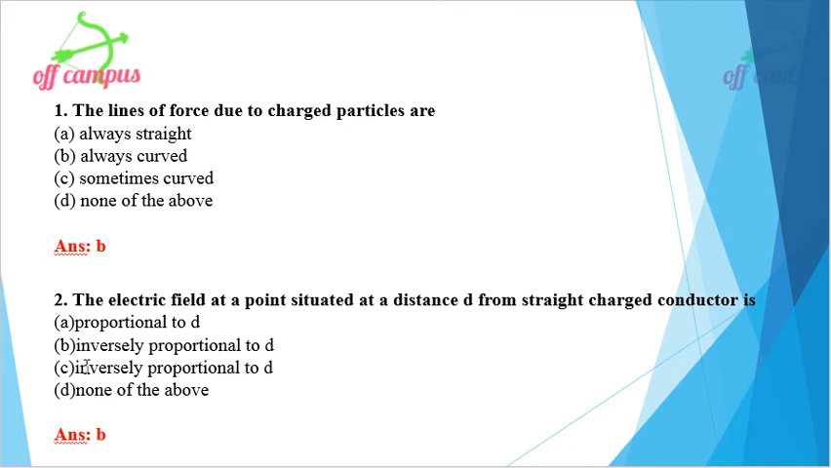The correct answer is inversely proportional to distance d, because what is the relation between electric field and distance? Electric field E equal to V by D. So, D in the denominator. So, electric field and distance D are inversely proportional to each other. So, option B, inversely proportional to D, is the right option for this question.